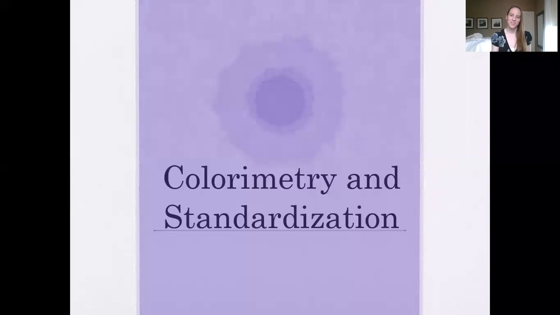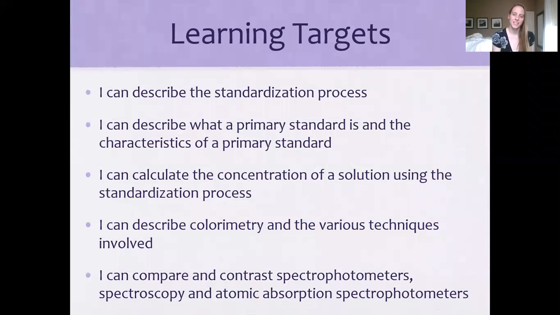Okay, so we're going to be going over standardization first and then colorimetry. These two topics are not really super related. They're just two little things that we throw in at the end here. So for standardization, you do need to know what that means. You need to know what a primary standard is and what makes something a good primary standard. Then we're going to do our calculations based on the standardization process, which, like I said, is just a simple solution stoichiometry problem. And then lastly, we're going to look at different colorimetry techniques.